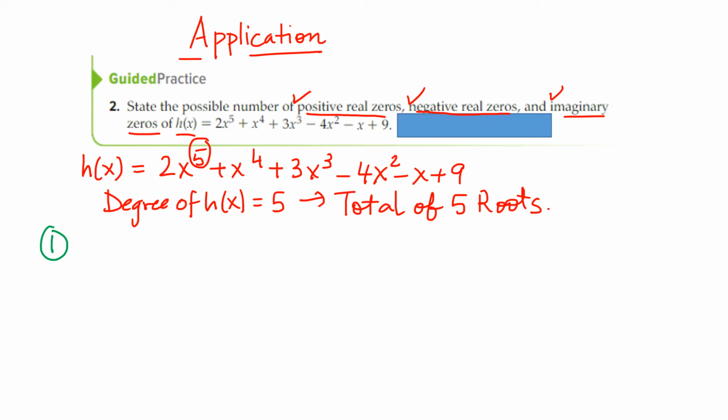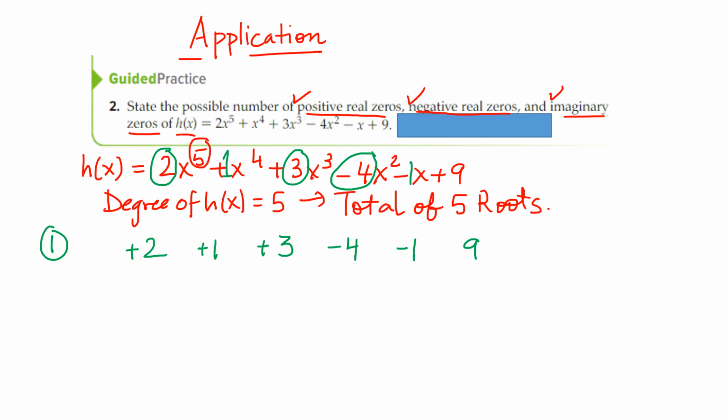So let me write the coefficients first. Here it is 2, here it is 1, then 3. So all these are positive. Let me write 2, 1, 3. So no change in sign, all are positive. Next is negative 4. So now I can see a change of sign happening. Then negative 1 and then finally the constant 9.